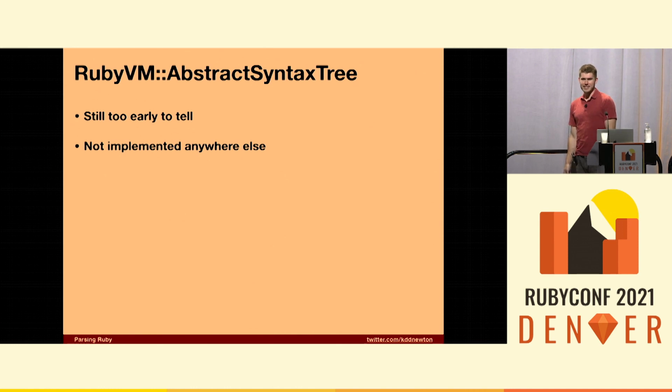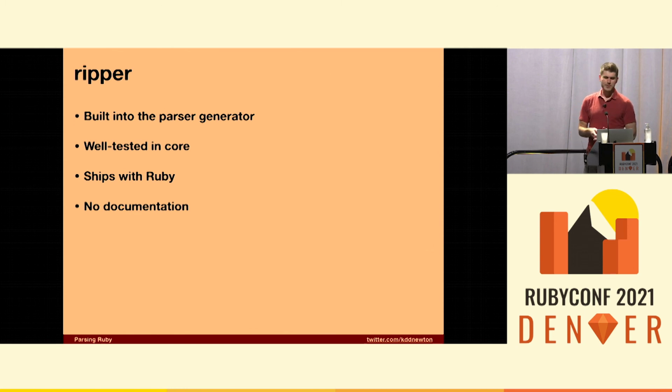RubyVM::AbstractSyntaxTree: it's still too early to tell what's actually happening with this. It's on the issue tracker. You can check it out. It's not implemented on any other Ruby implementations, so if you're interested in portability, don't choose that option. Finally, there's Ripper, as we talked about. It's built into the parser generator. It's well tested in core. It ships with Ruby. There's no documentation.